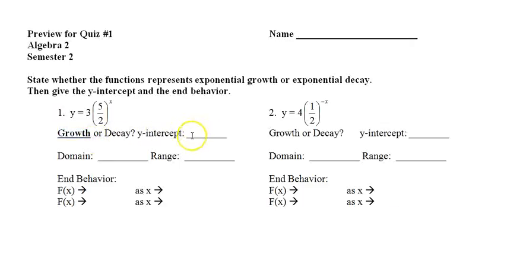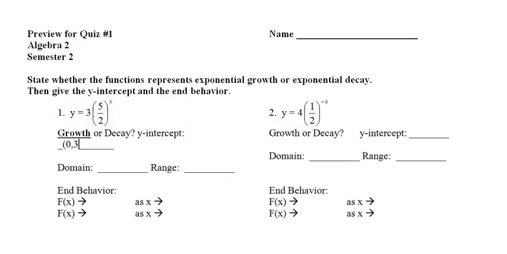My y-intercept basically is just going to be, since there's no left or right shifts going on, my a value. And again, the a value would be the number that's in front of what I'm taking to the x power. So in this case, that would be (0, 3).